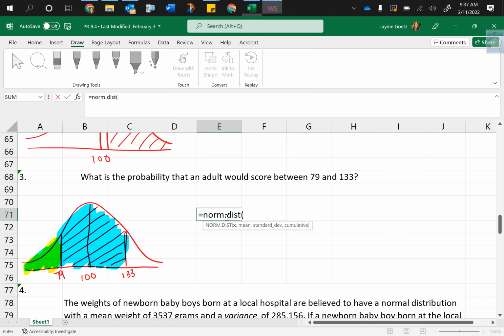Now, can you do those in 2 separate cells? Absolutely. If you want to find the norm.dist of the big one and then the norm.dist of the small one and then subtract them, I'm also okay with that. And then, again, I'm going to go to 4 decimal places.